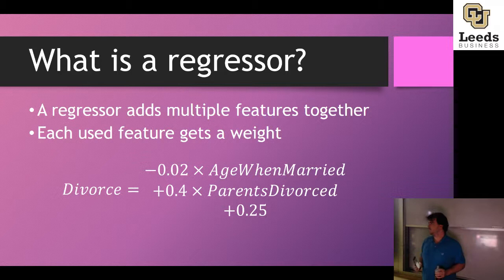So what's the 0.25? That is a base rate. If everything else was zero, that's what the prediction would be. It is also known as the residual in a stats class. It's the leftover bit of the target that you can still predict with no features. So this plus 0.25 could indicate that the odds of getting a divorce are slightly more likely than not, just overall in the population. That's what it would indicate.